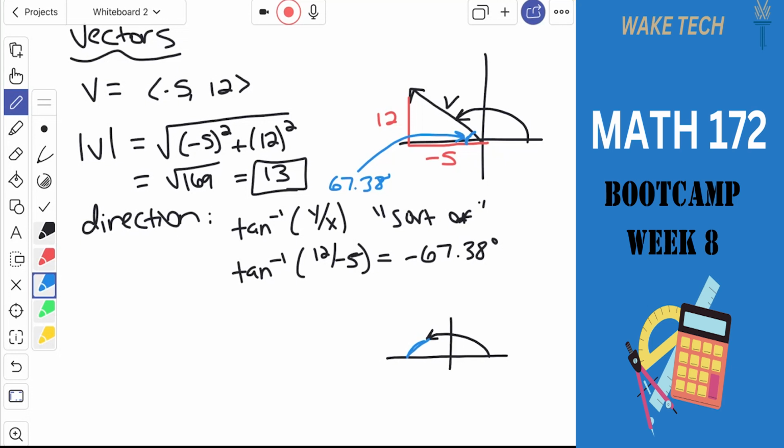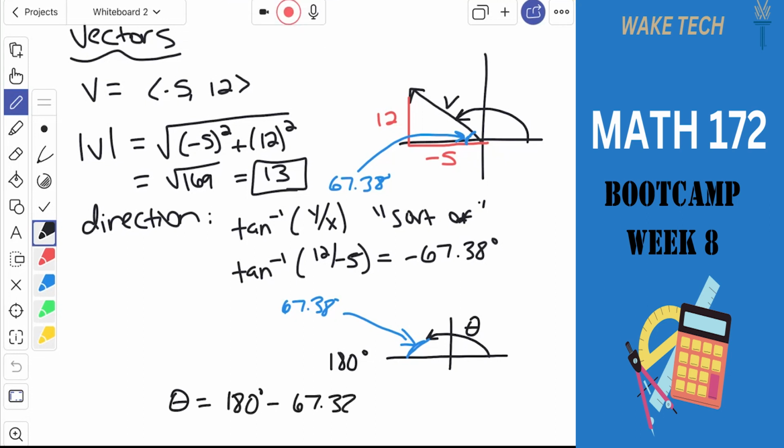The two of those together create a 180 degree angle. The black angle plus the blue angle together are 180 degrees. We're interested in knowing the black angle, but we already know that the blue one is 67.38 degrees. The black one is the one we want because that's actually theta, the angle that the vector is traveling. So theta is going to be 180 minus that 67.38, which in this case is 112.62 degrees.